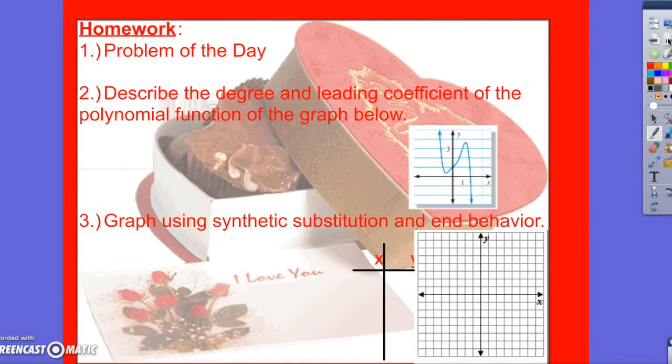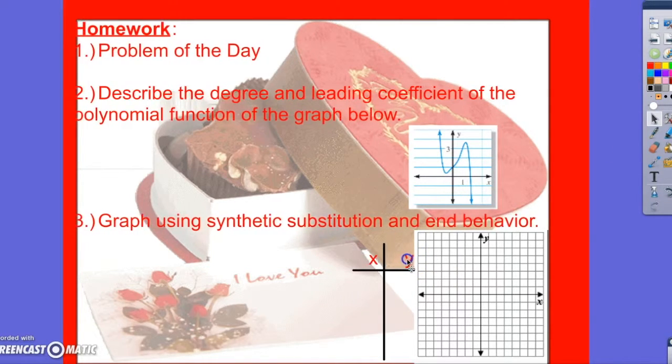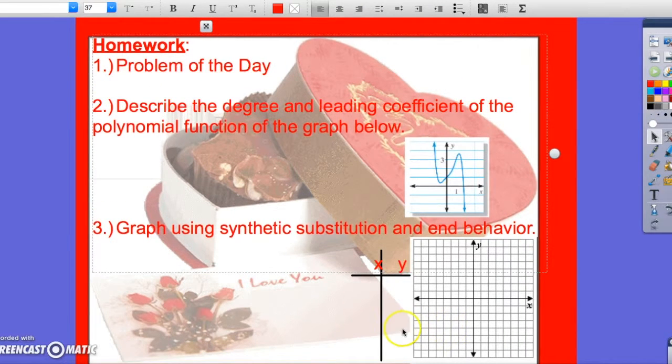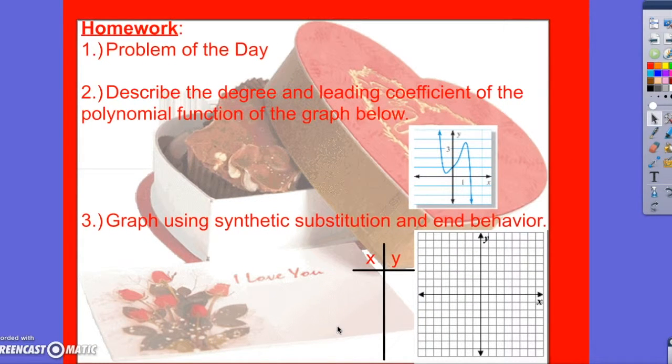Homework problem of the day. Then you're going to describe degree and leading coefficient. And then finally, I'm just moving. Let me actually do this real quick, because you can't see the y or the x. Graph using synthetic substitution and end behavior. And then here's the function that you're going to graph using synthetic substitution and end behavior. That's it for the lesson.